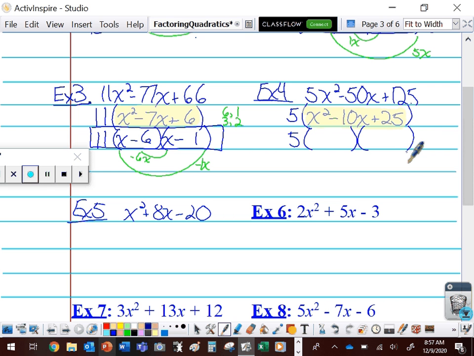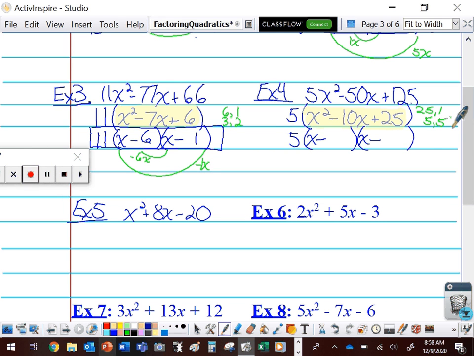So I know in order to get x squared, they have to start with x and x. My c term is positive, so I know both of these factors have the same sign as bx, which is minus. Then I need numbers that multiply to give me 25. Okay, well, I have 25 and 1, and I have 5 and 5.